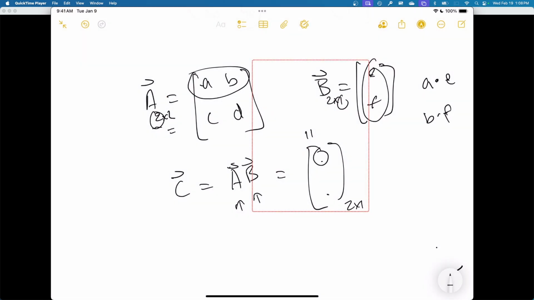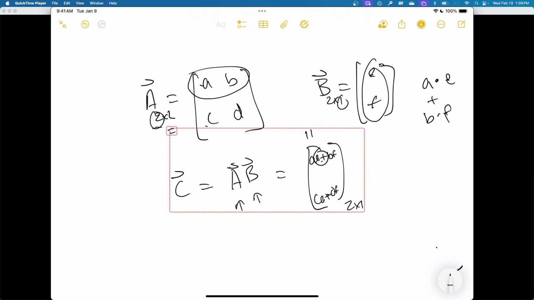A is in the first position. E is in the first position of the column, right? Sorry. A, E, B, F. And then we add them together. So this ends up being AE plus BF. So that second one will get CE plus DF, right? CE plus DF. And there's our result. That's matrix multiplication. Sorry for the quick primer.